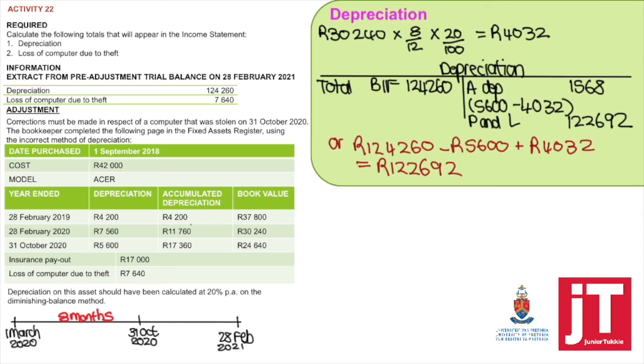How did we get the 1,568? We took the 5,600, which was done incorrectly, and we subtracted it with the correct amount, 4,032. So we used the difference. Or you could have said the total from the pre-adjustment trial balance minus the total of the depreciation which was done incorrectly, and we add the correct amount. It will give you exactly the same answer. Remember, the question is asked in this format. It doesn't matter how you get to the answer. The question says, what should the depreciation be in your income statement?